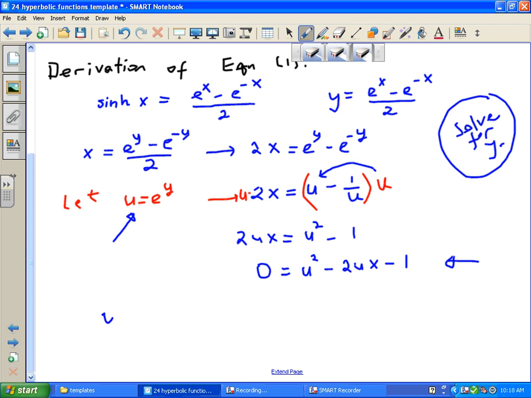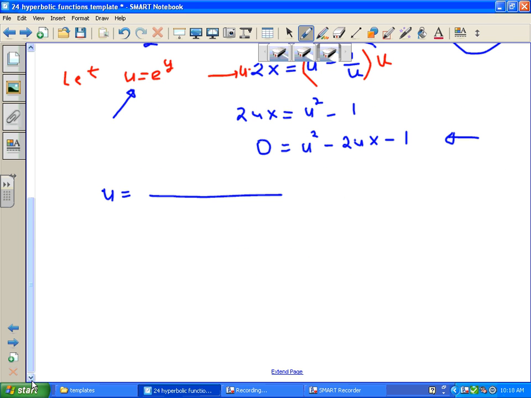Let's apply the quadratic formula. U equals negative of b. Okay, what is my negative of b here? Actually, let's do this. First, write down a, b, c on the side here. What is a? 1. What is b? Remember, u is your variable. If u is your variable, b is everything surrounding your u, which is negative 2x, right? And what is your c? Negative 1.